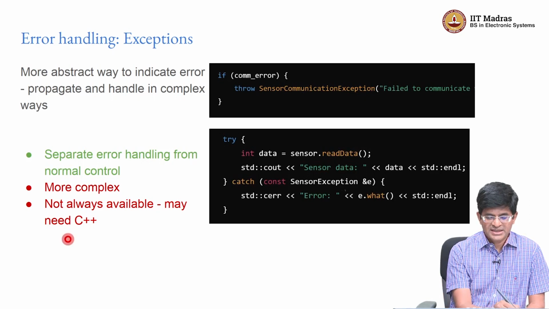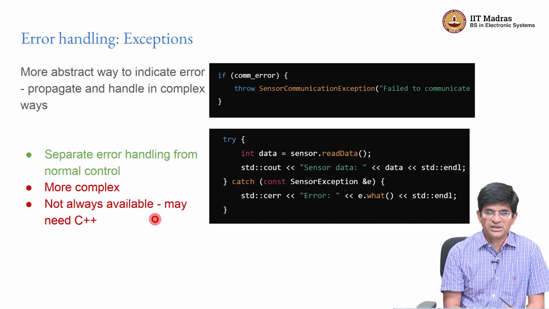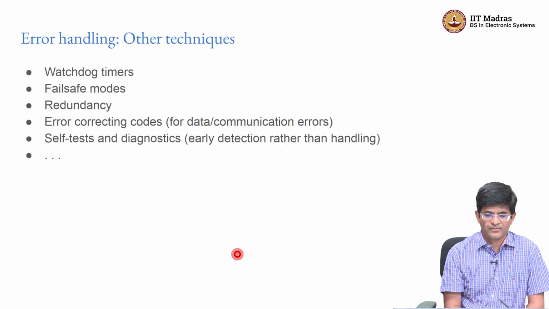Now, exceptions are not always available. For example, C by itself does not have a notion of exceptions, but C++ does, right? So depending on the kind of language and how you are developing things, you might find that exceptions are a good way to handle certain kinds of errors, but they are in general more complex to implement, and they also have higher overhead than the other methods that we have looked at.